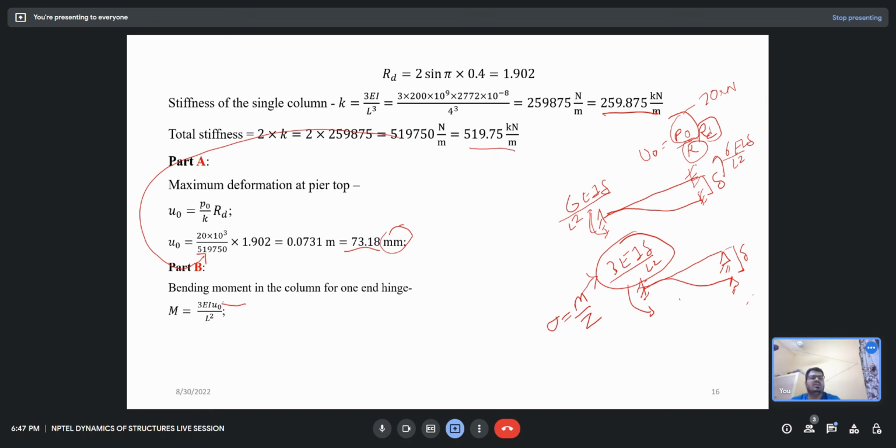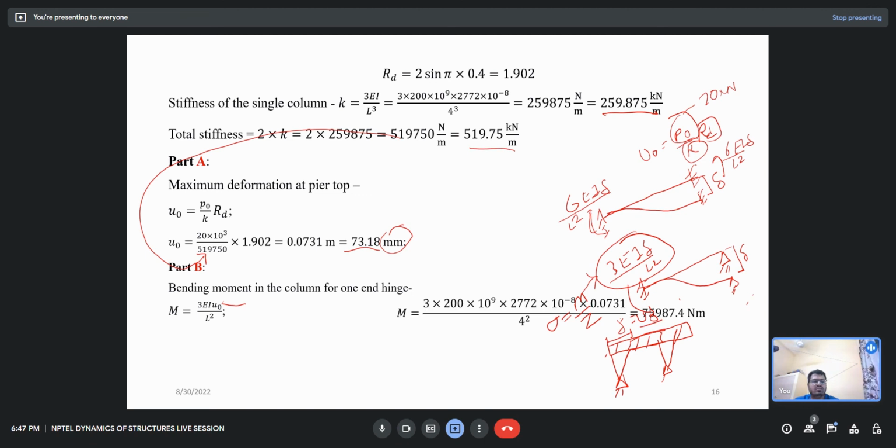Like here, in the same way, this structure is displaced. So that is delta only. Same thing, so delta or U naught. So here I have written U naught, so I find out what my bending moment is.